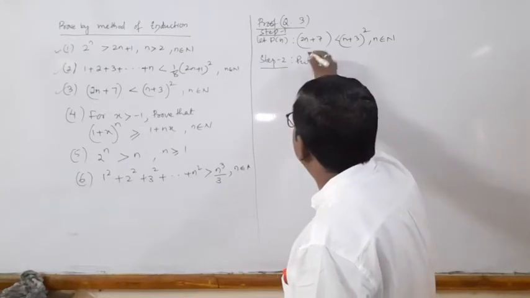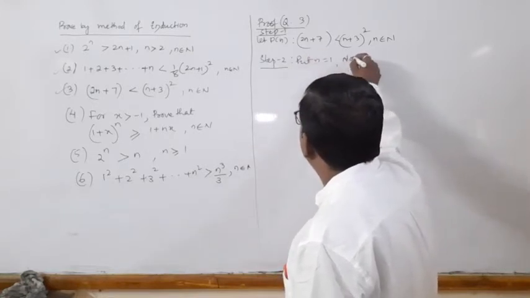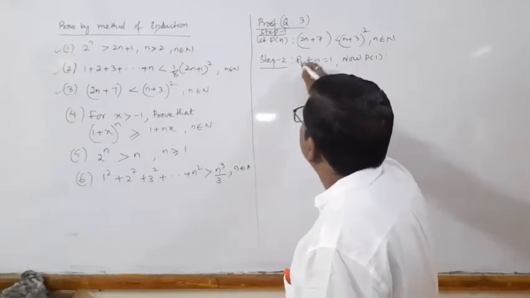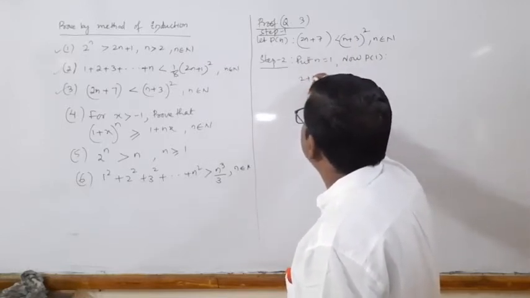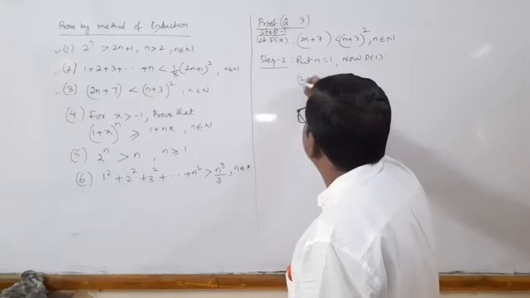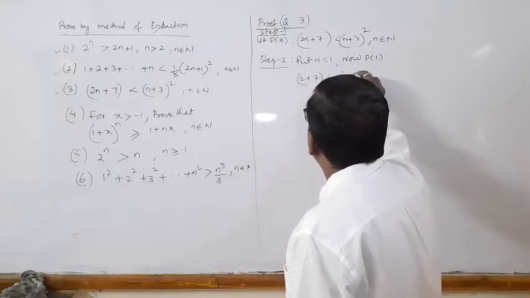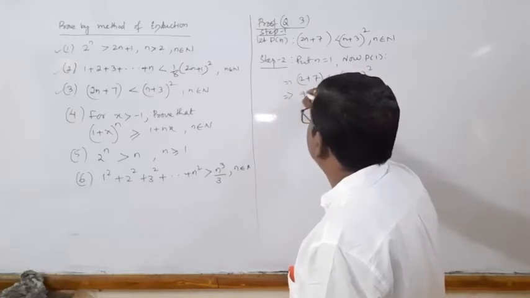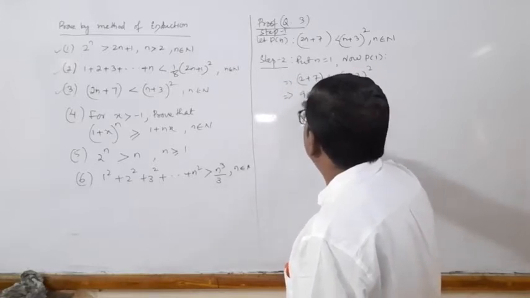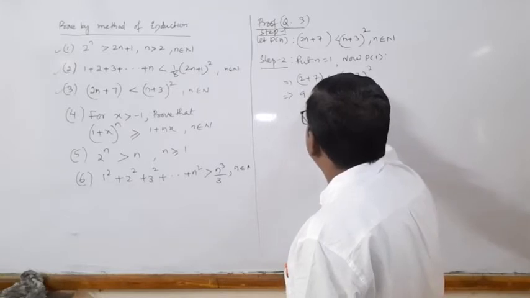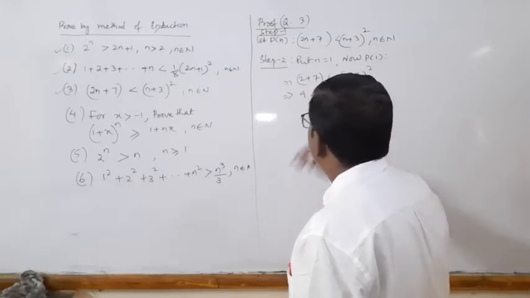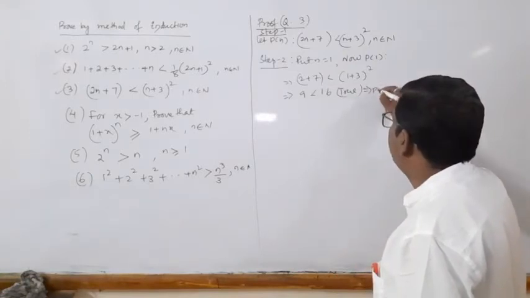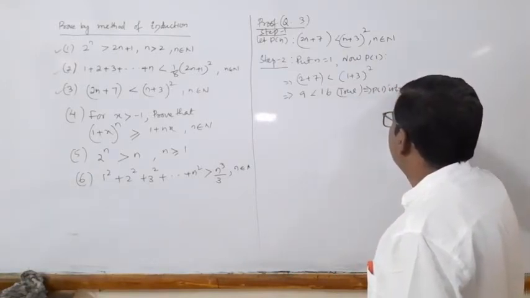Now P(1) is such that 2 plus 7 is less than (1 plus 3) whole square. That implies 9 is less than 16, true. That implies P(1) is true.